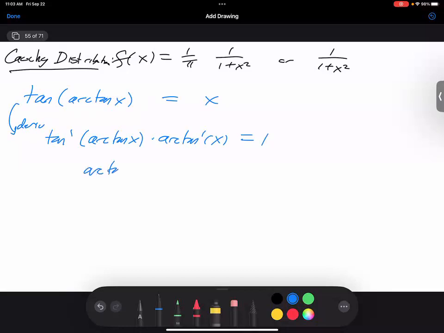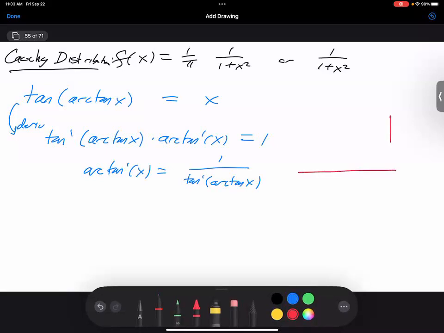So arctangent prime of x is 1 over tangent prime at arctangent of x. Of course, a more general result is lurking in the background. If I know f of g of x is x, if f and g are inverse functions, I can get g prime if I know f prime. So the derivative of arctangent is 1 over tangent prime at arctangent of x. Well, we can do a little bit better.